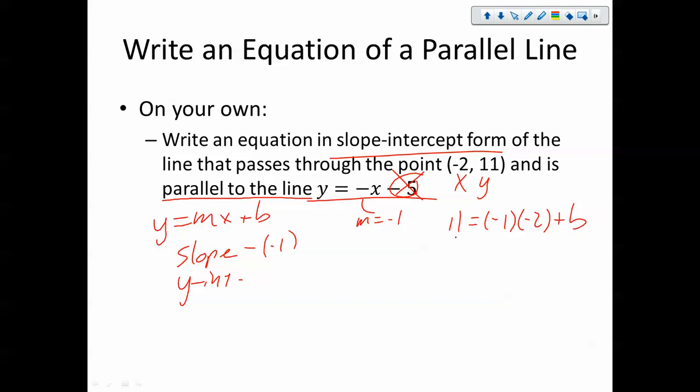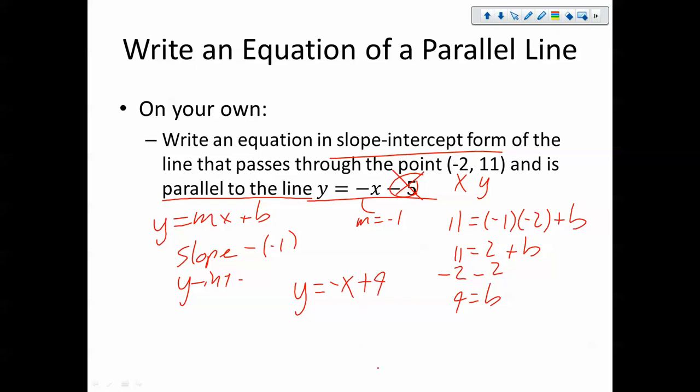Right? The y is 11. The m is -1. The x is -2. I'm going to solve for b, and I'm going to get b = 9. Therefore, my equation is y = -x + 9.